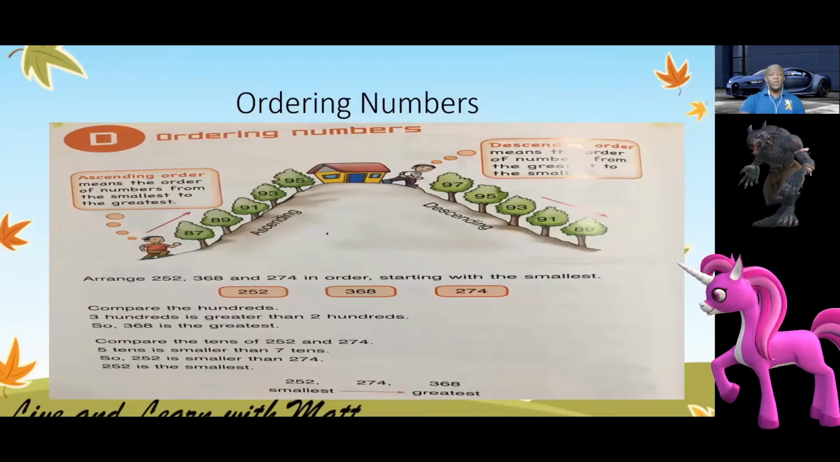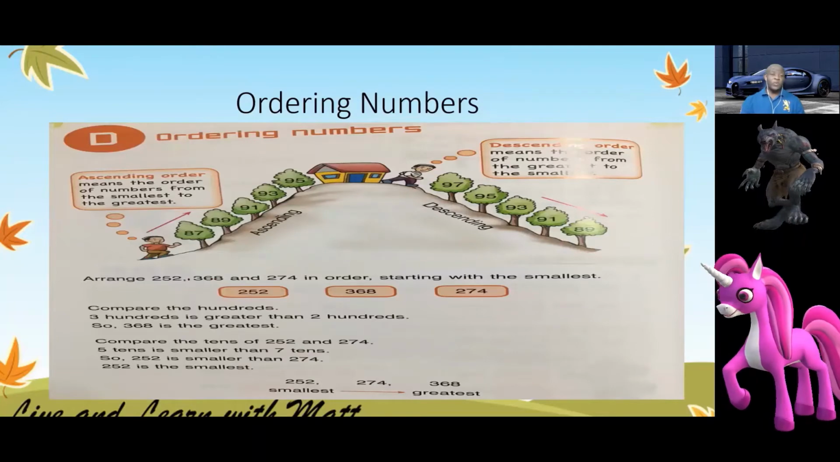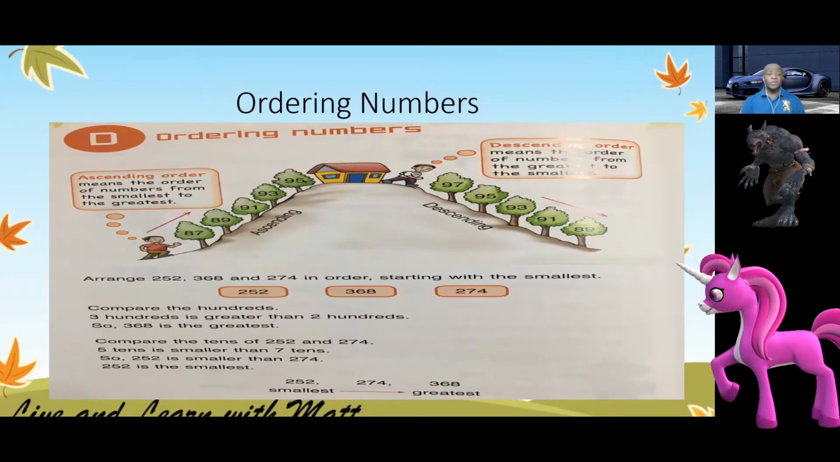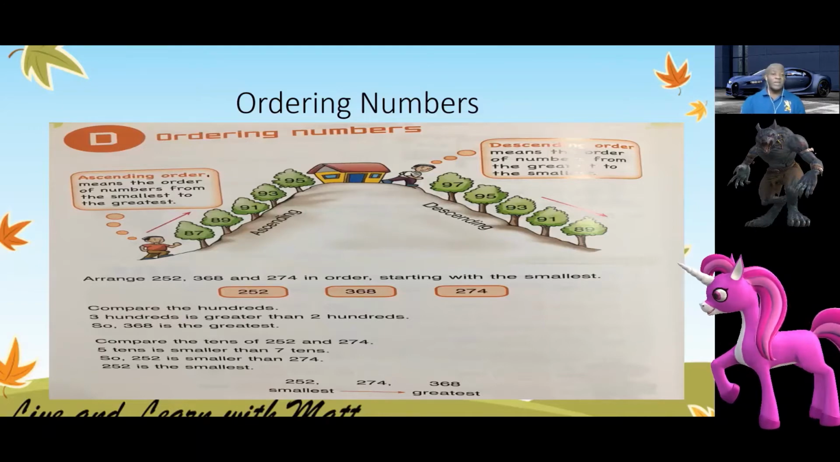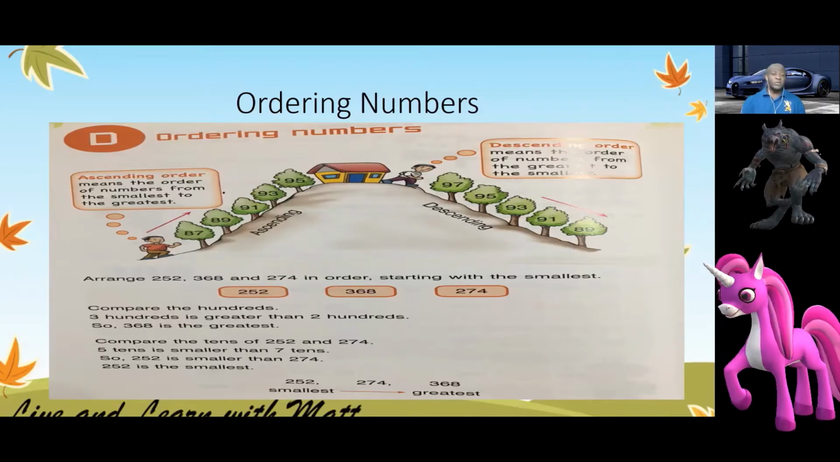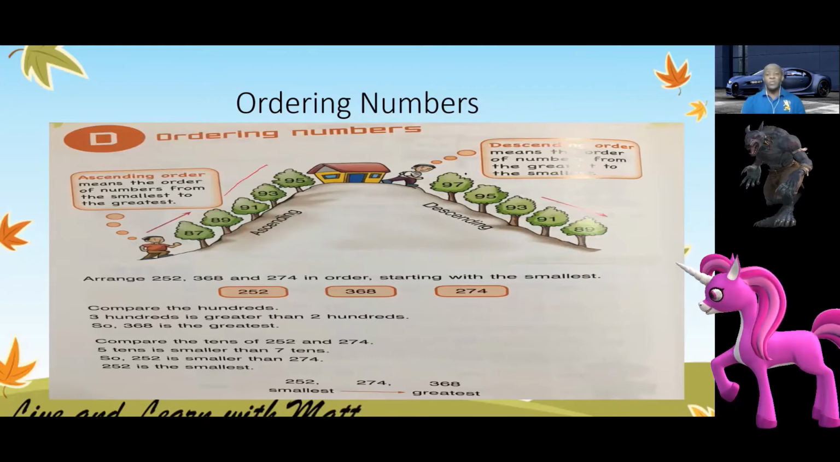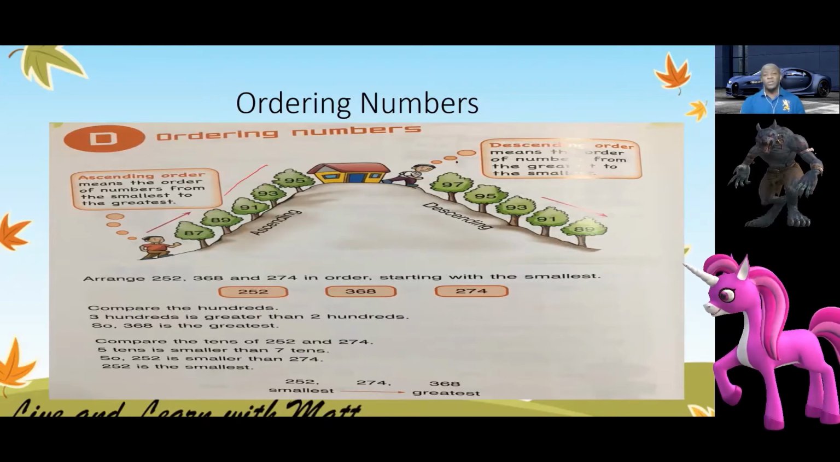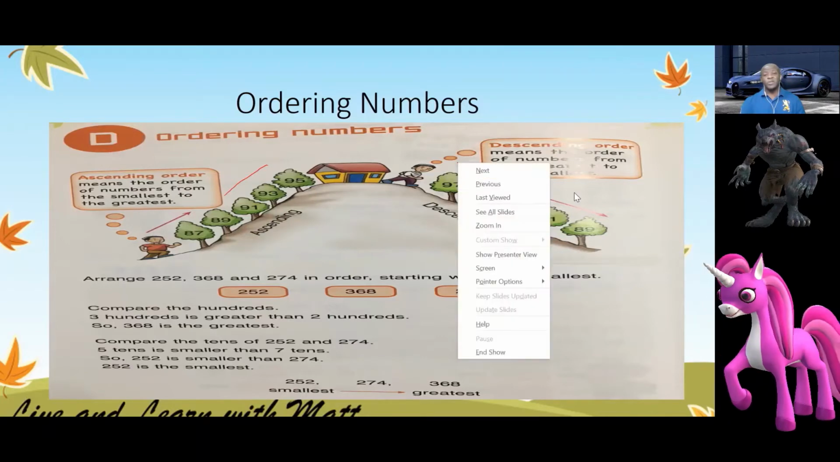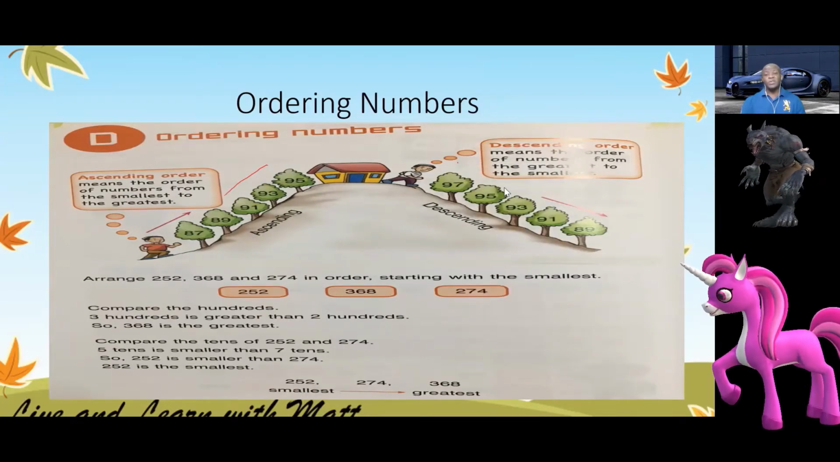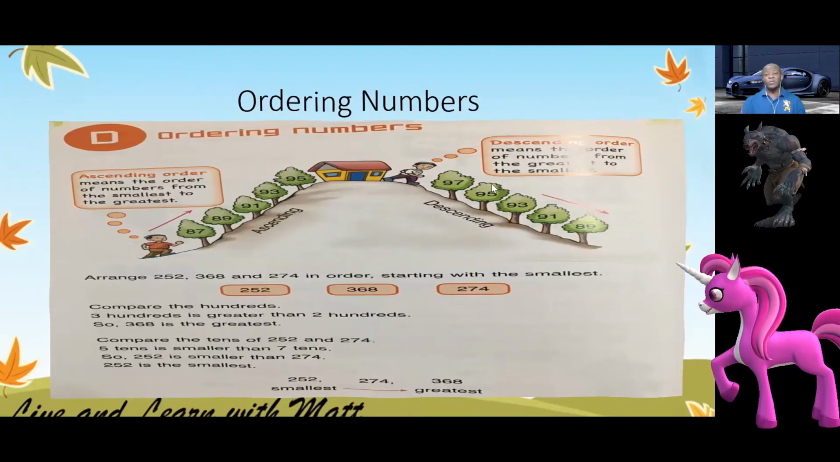Now let's go to ordering numbers. When we start from the smallest number to the greatest number, we call it ascending order. And when we start from the greater number to the smallest number, we call it descending order.